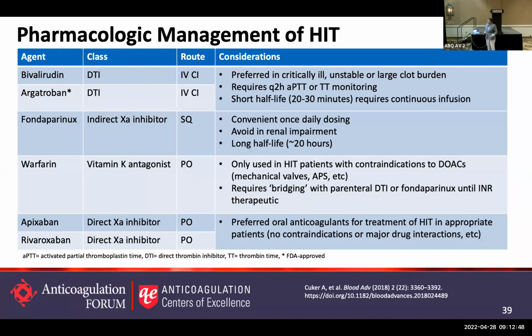These are your pharmacologic agents that you can use to treat heparin-induced thrombocytopenia. There's a lot of them. Trivia: the only one that's FDA approved is argatroban, which is another parenteral direct thrombin inhibitor. Everything else is off-label. But the DOACs are now preferred anytime we can use them in these patients with heparin-induced thrombocytopenia.